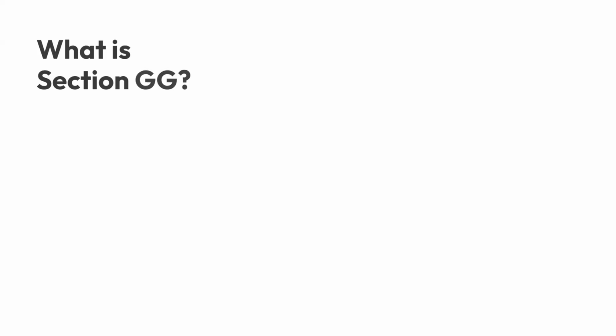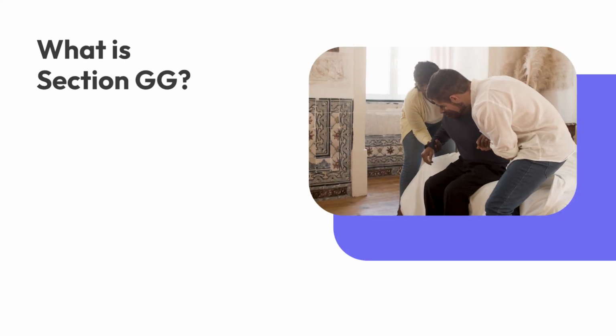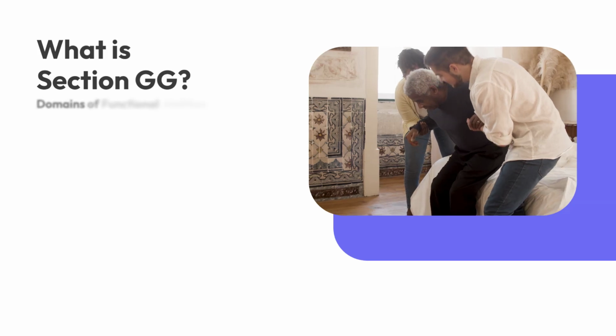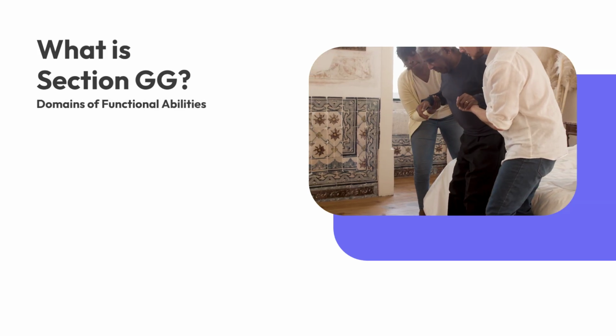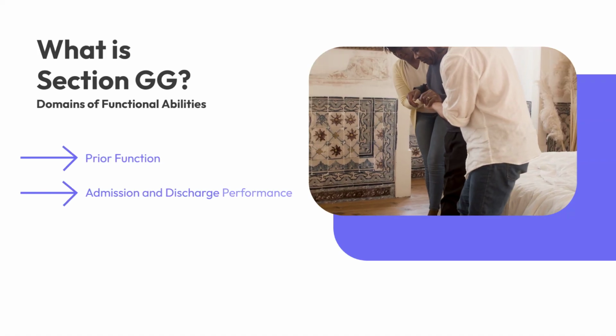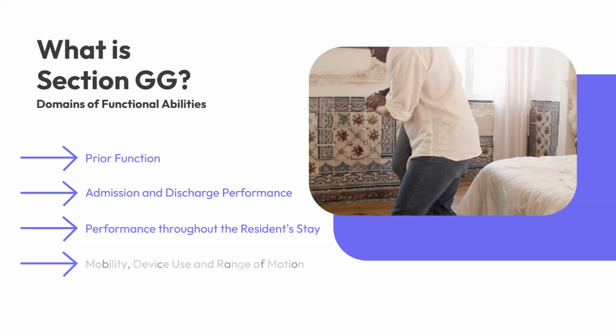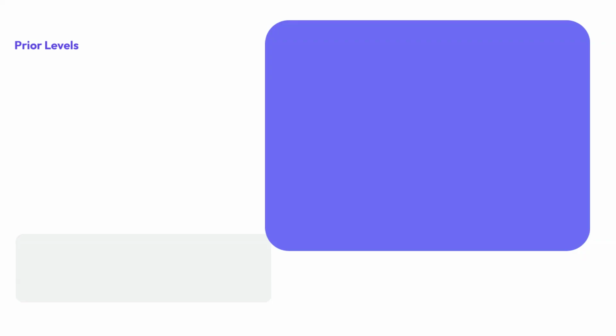One of the more comprehensive and considerably more complex sections of the MDS provides a space to assess the various domains of a resident's functional abilities. It includes items specific to prior function, admission and discharge performance, performance throughout the resident's stay, mobility device use, and range of motion. Here we will begin with reviewing prior levels, a section exclusive to admission and 5-day PPS assessments.